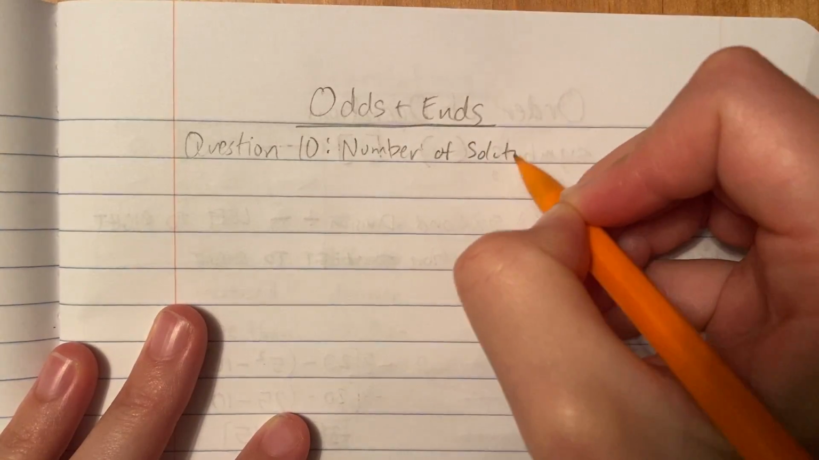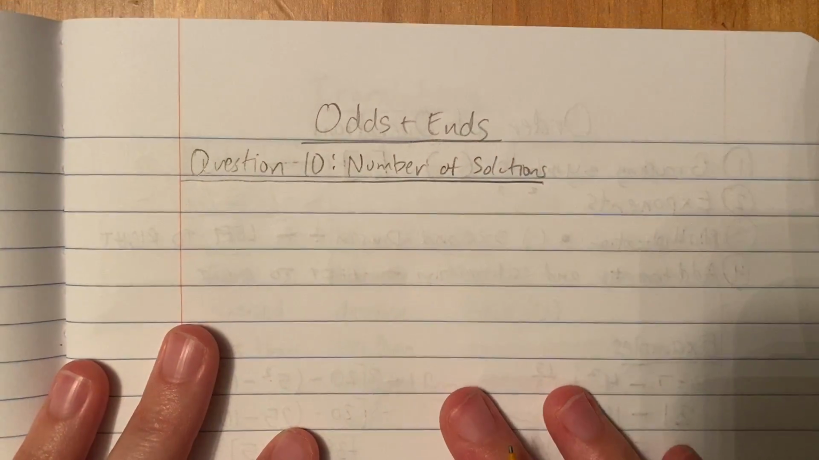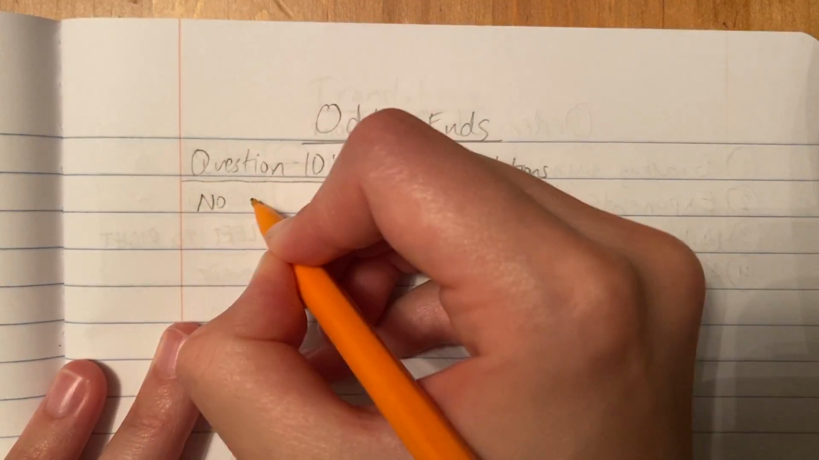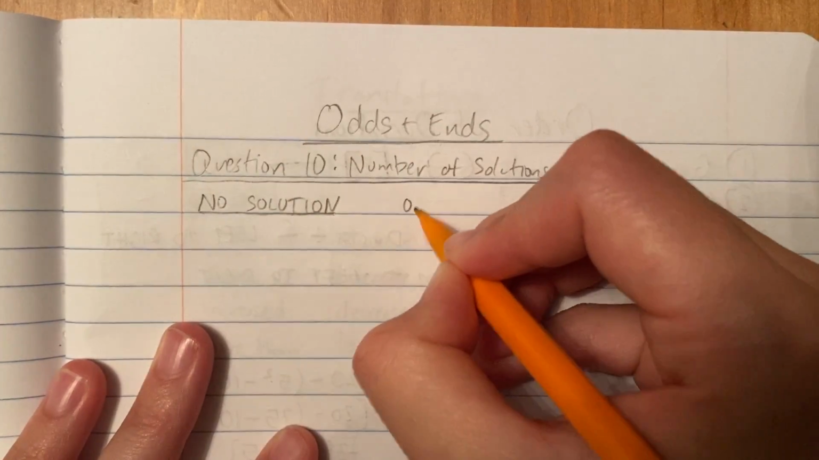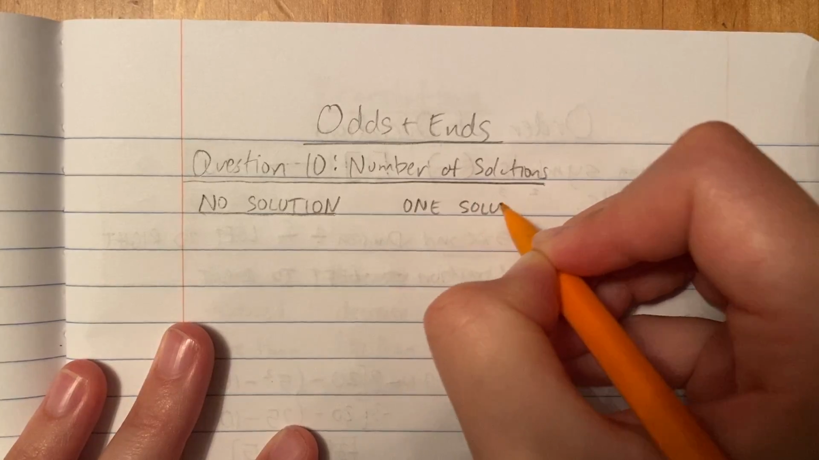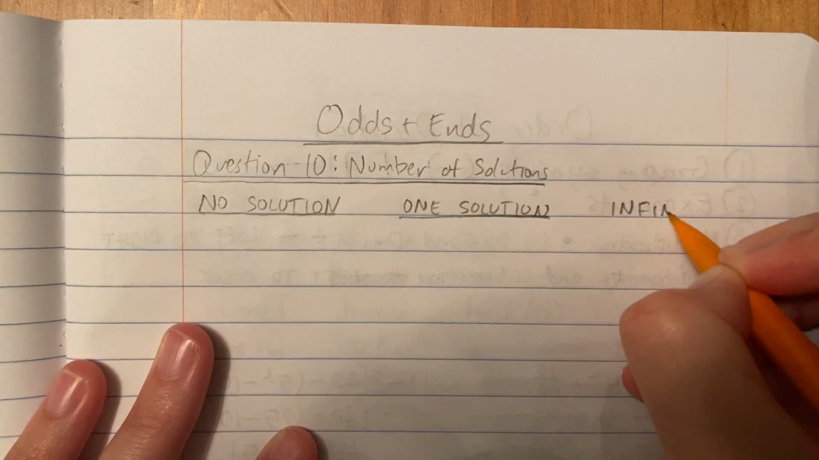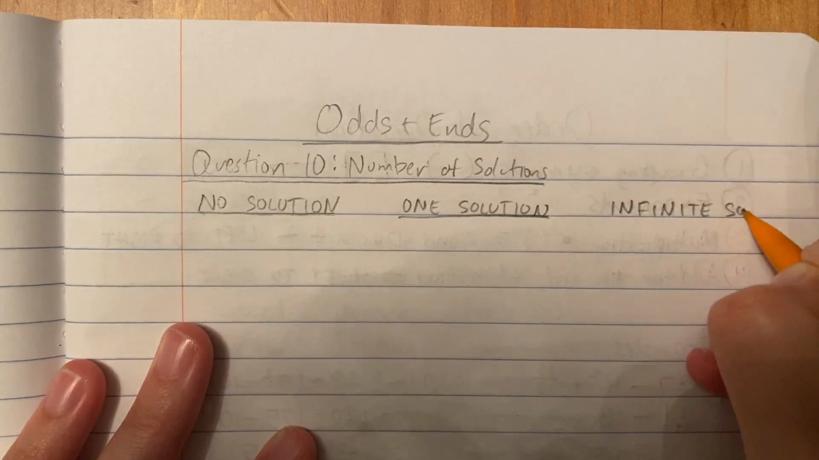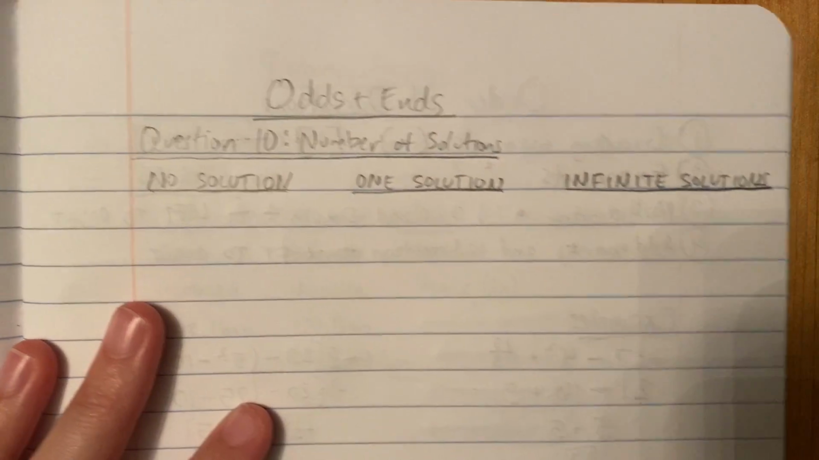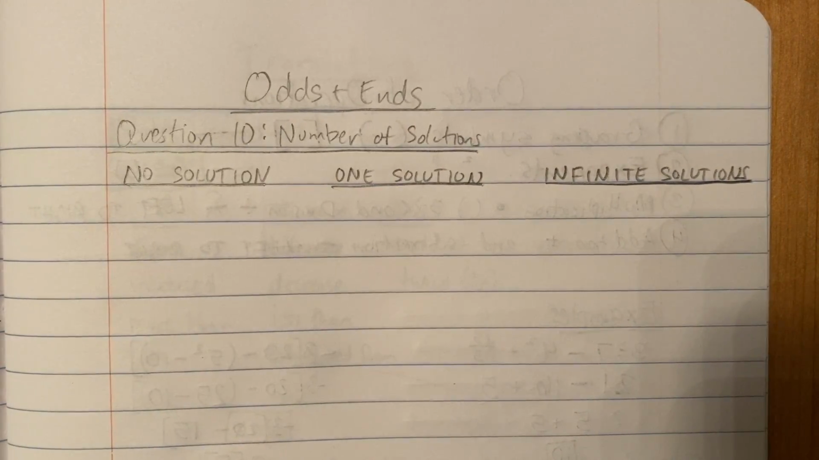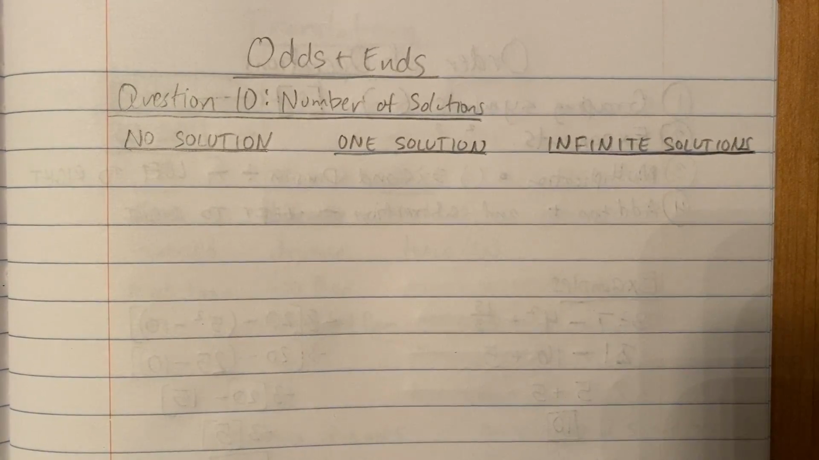number of solutions, right? So you have to be able to look at an equation and identify whether it has no solution, one solution, or infinite solutions. Let's talk a little bit about what to look for. An equation with no solution is an equation where there's no possible value of x that could make it work.